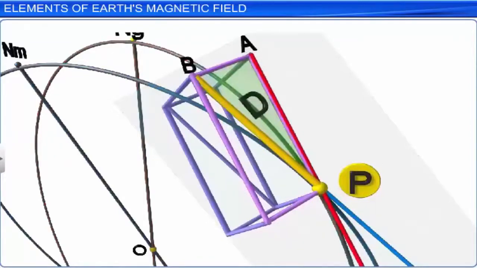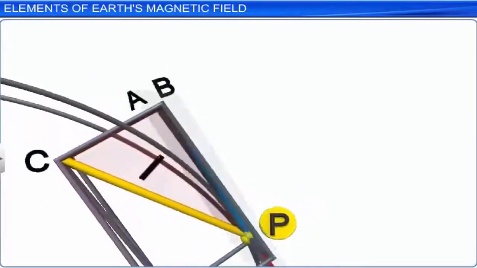The length of the line PB, to some scale, represents the magnitude of the horizontal component, HE, of the Earth's magnetic field at the point P. Rotate the line PB in the vertical plane such that it touches the parallelopiped at C. This angle of rotation is the angle of dip, I, at the point P. The line PC represents the magnitude and direction of the total magnetic field, BE, at the point P.